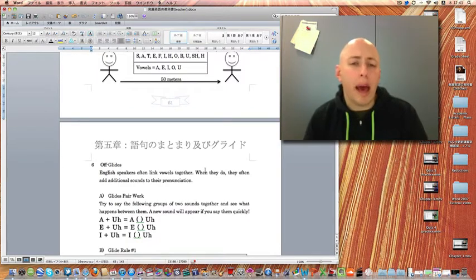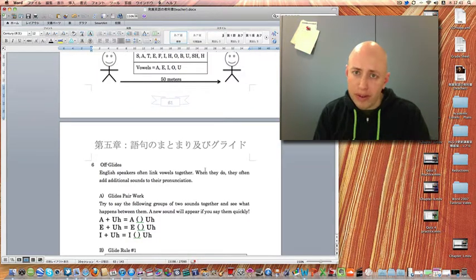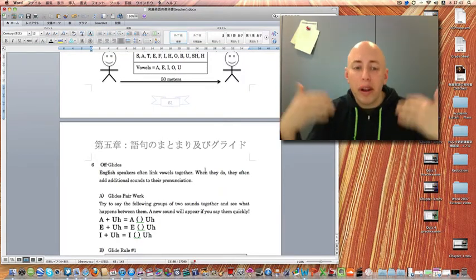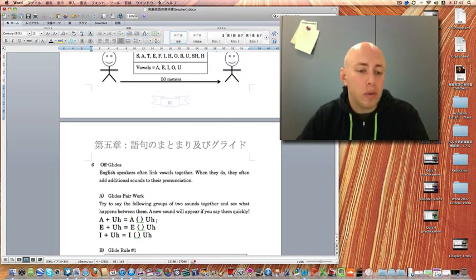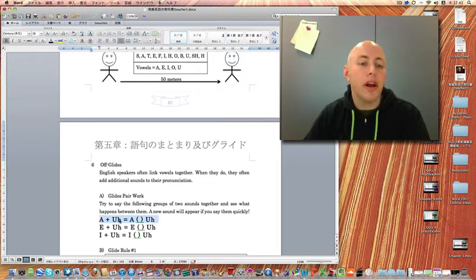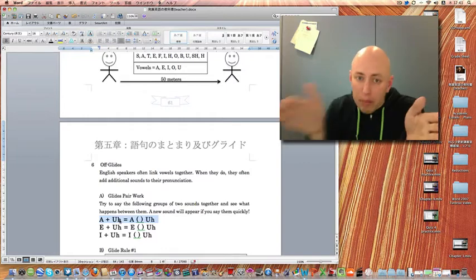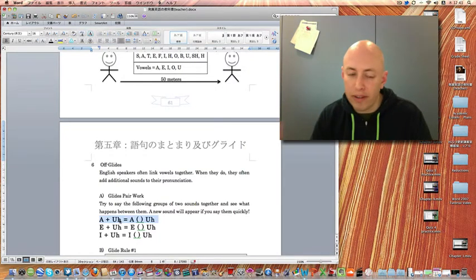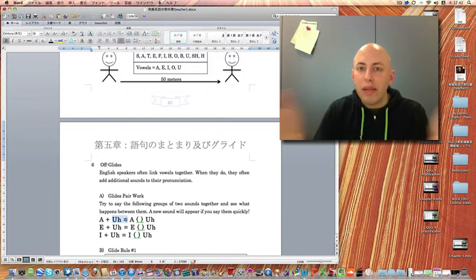Now, this is something that happens inside of a thought group. If the same pattern is between thought groups, nothing happens. But inside of a thought group, this will start to happen. When a vowel A is next to another vowel, in between them, some sound appears. So let's try to figure out what this is. First, say A, and then say the other vowel, and then say them together closely.